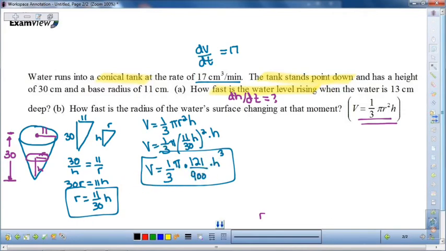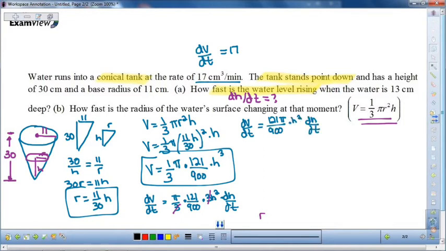So I'm going to go ahead and take the derivative with respect to time, because we're trying to find how fast the water level is rising. So dV/dt is going to be, all of those are coefficients, so I just bring it down. I'm taking the derivative of h cubed, so that would be 3h squared times dH/dt. I'm going to go ahead and solve for dH/dt because that is what I'm trying to find.